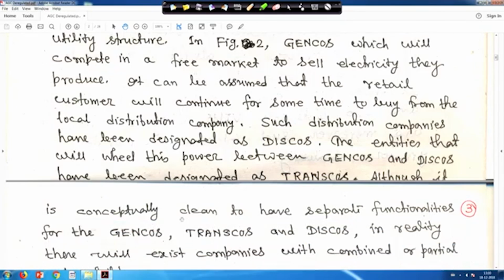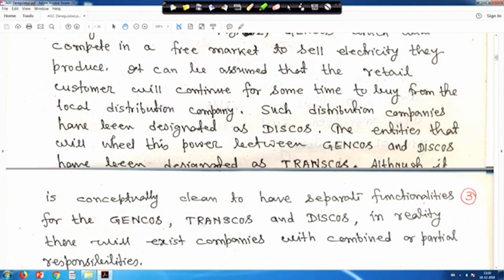Although it is conceptually clear to have separate functionalities for the GENCOs, TRANSCOs and DISCOs, in reality there will exist a company with combined or partial responsibilities, that is called ISO, independent system operator.